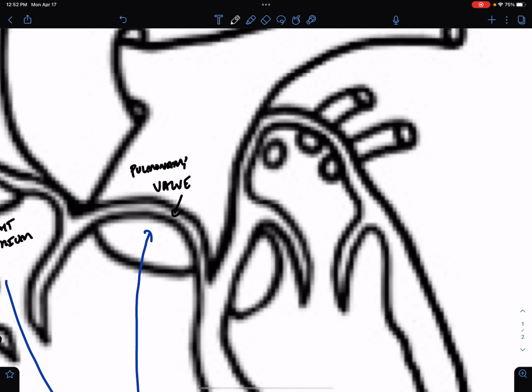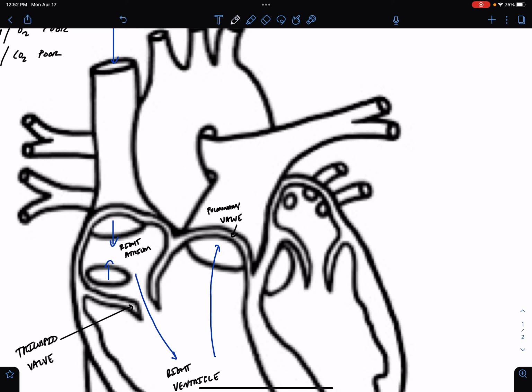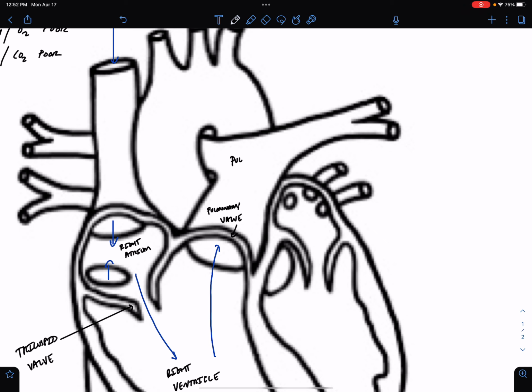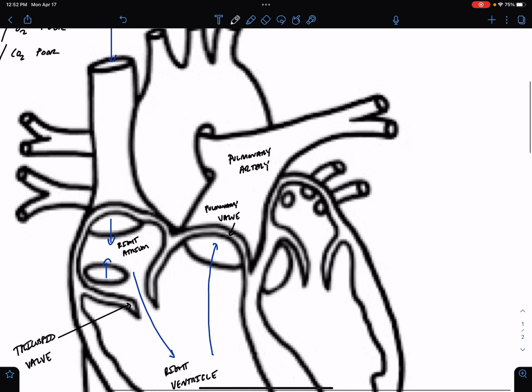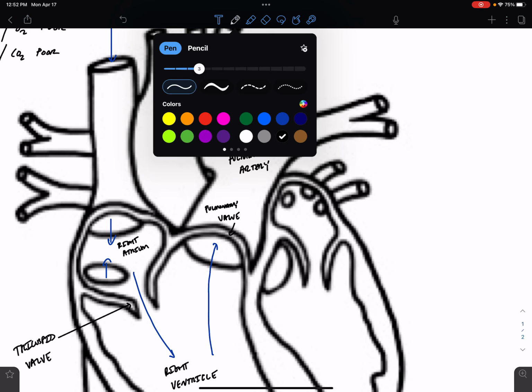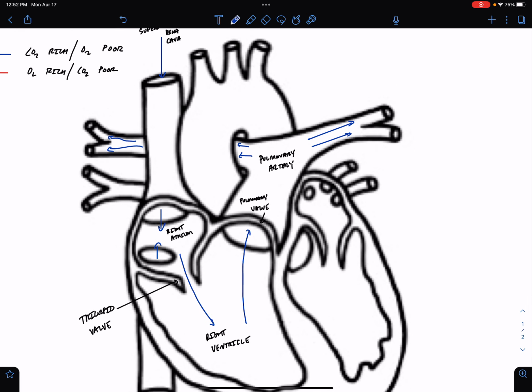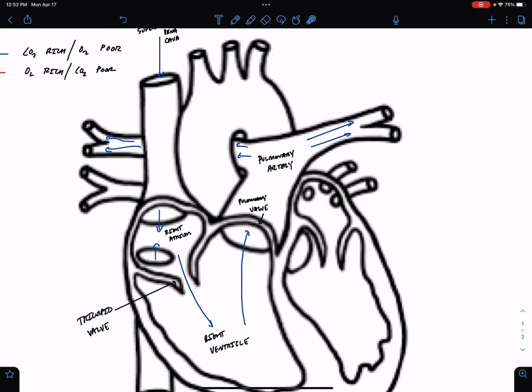So it's in there. And this artery is called the pulmonary artery. The pulmonary artery actually splits off pretty quickly, and the blood is going to divide. Some of it is going to go this way, and some of it is going to go this way. And this is because both of these arteries are leading to the lungs.